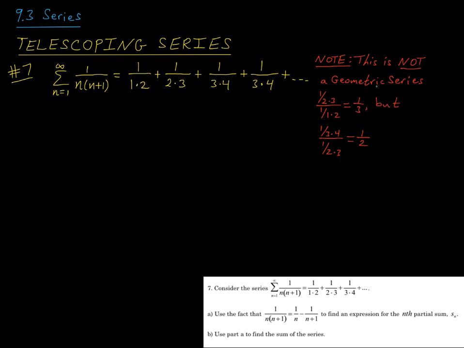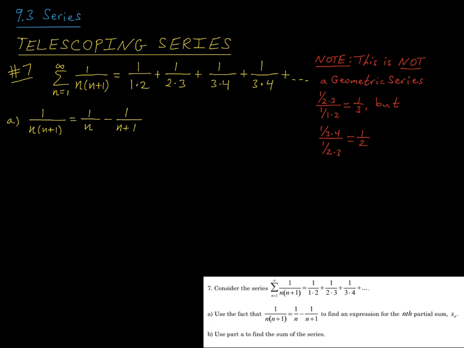It's not geometric. We're going to call this type of series a telescoping series, and I'll say more as to why that name is attached to it. But let's go ahead and look at part A first. It says, use the fact that 1 over n times n plus 1 is equal to 1 over n minus 1 over n plus 1 to find an expression for the nth partial sum s sub n. Okay, so why is this true?